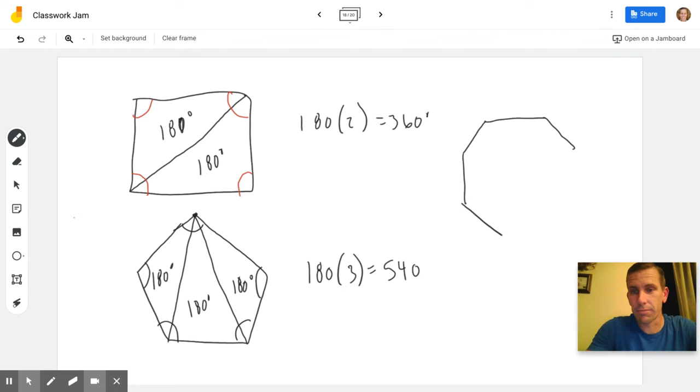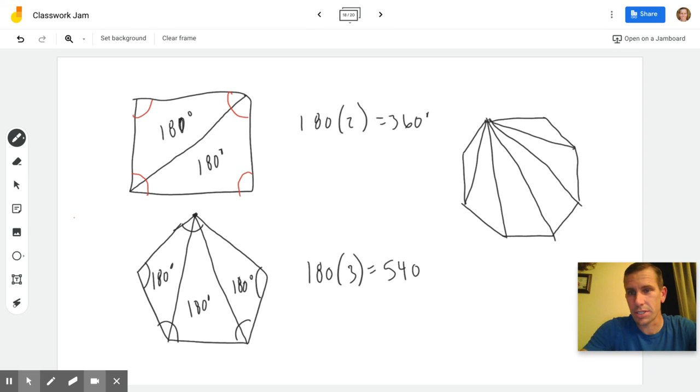So let's draw an octagon. I'm going to do the same thing. I'm going to take one corner of the octagon, and I'm going to connect it to opposite corners. I've made 1, 2, 3, 4, 5, 6 triangles now. So this is an 8-sided figure, and I've made 6 triangles. So because there's 6 triangles inside this figure, the measure of the interior angles will be 180 times 6, which is 600 plus 480, 1080, which is an awesome snowboarding game.